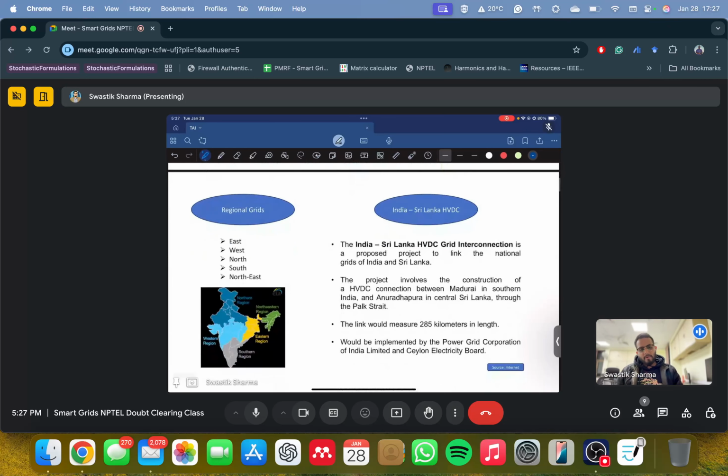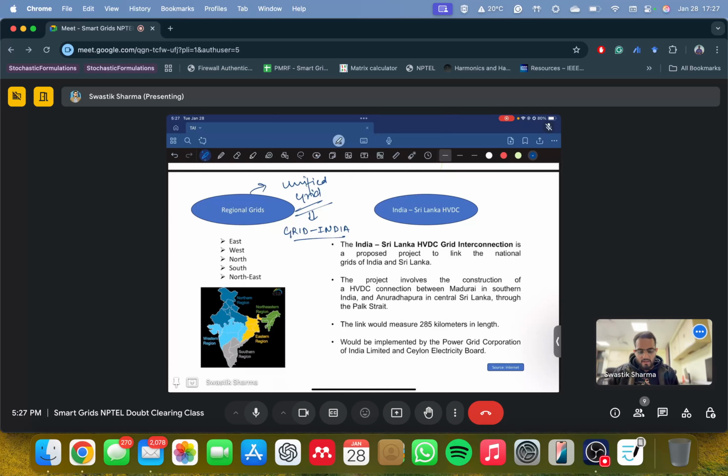Right. So coming to India. In India, we have a unified grid, right? What is a unified grid? It means we have only a single frequency across all of our main regional grids, right? This unified grid is being operated by Grid India, which was earlier called the Power System Operation Corporation.